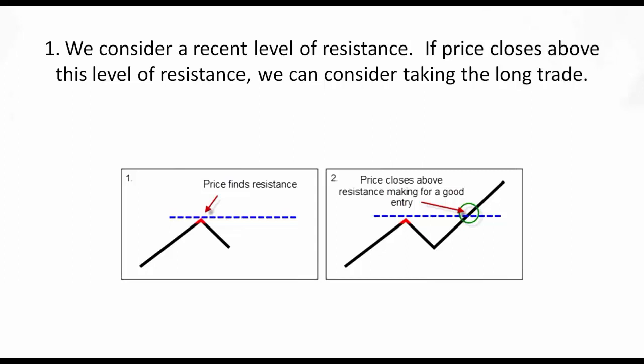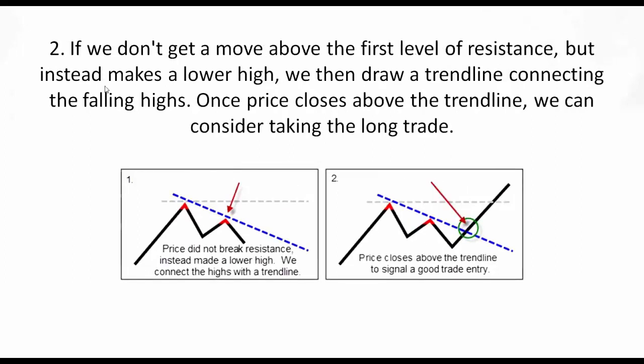This is very simple. This is simple resistance at this point. We get our resistance, price comes up to visit it, and then at this point, we get the close past it. We are good for a long trade, right? Now, if we don't get a move above the first level of resistance, but instead makes a lower high, then we draw a trend line connecting the falling highs. Once price closes above the trend line, we can consider taking a long trade.